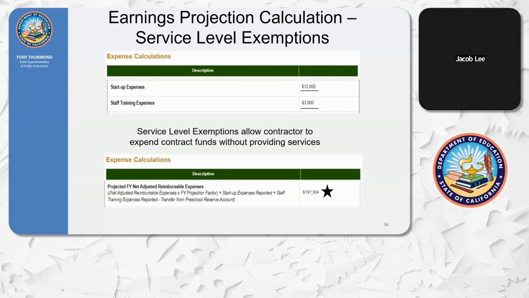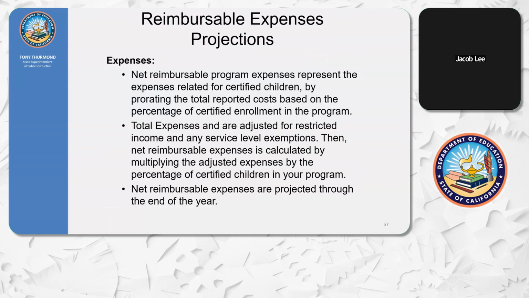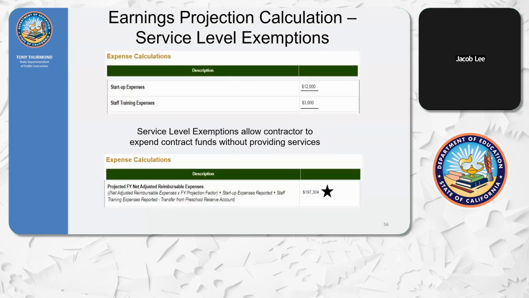Because throughout the year we are projecting earnings, and service level exemptions are a one-time expense, we subtract the service level exemptions from the projection calculation, but then add it back into both fiscal year net reimbursable expenses and projected service earnings. This will be reflected in both the projected fiscal year net reimbursable expenses as seen on the screen, and also the projected service earnings adjusted for attendance line. The projected fiscal year net adjusted reimbursable expenses for this example is going to be $197,304.